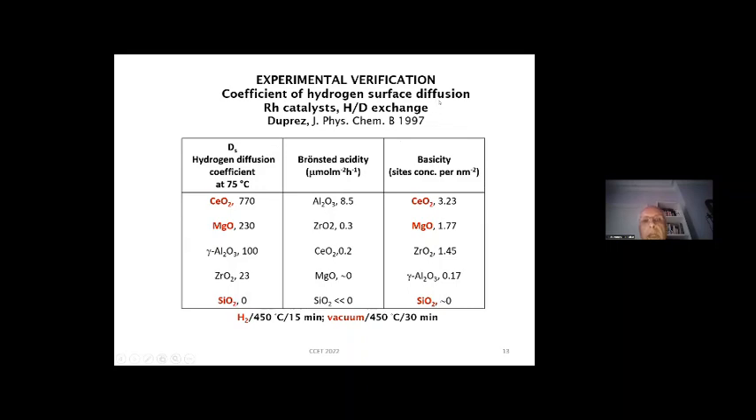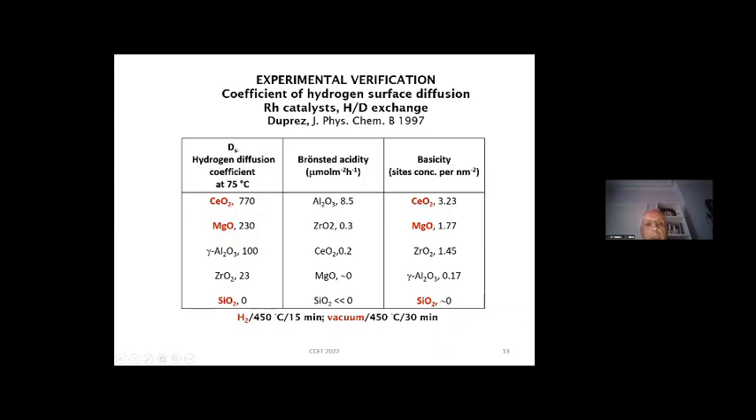An experimental verification was given by Dupré in 1997. It consisted in the determination of the coefficient of hydrogen surface diffusion on rhodium catalysts by deuterium exchange reaction. The coefficient of diffusion was determined at 75 degrees, and the catalysts were activated under H2 at 450 degrees C and evacuated at the same temperature.